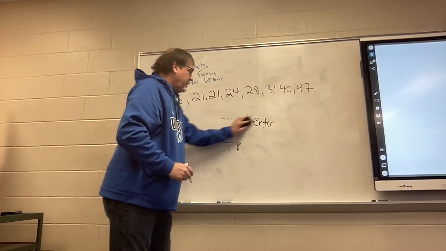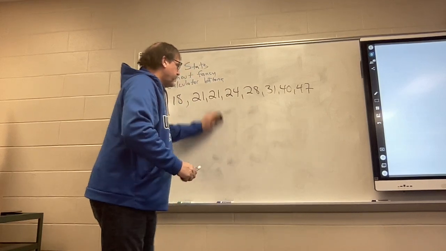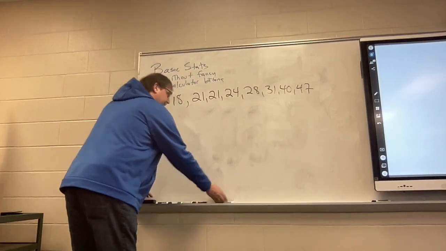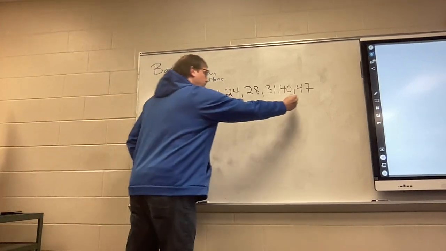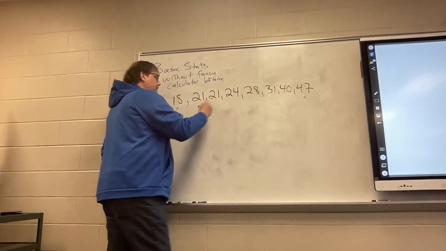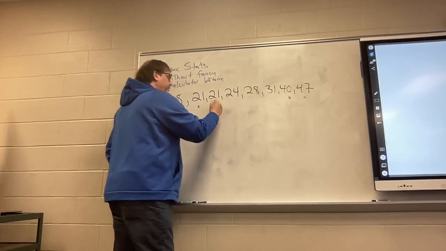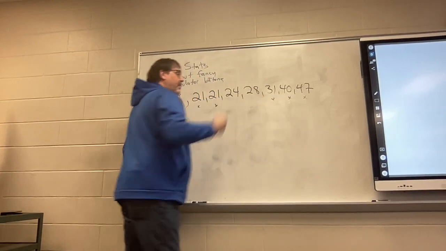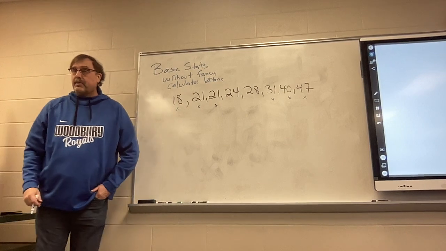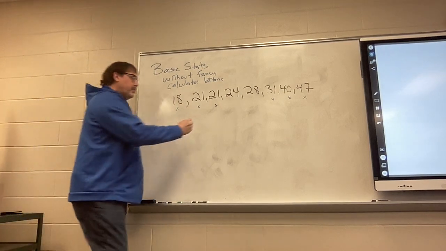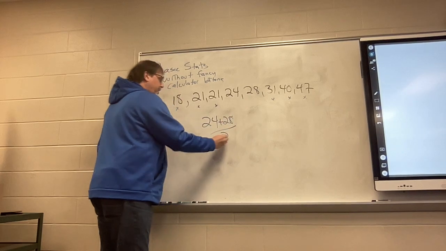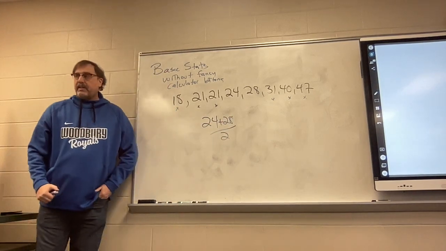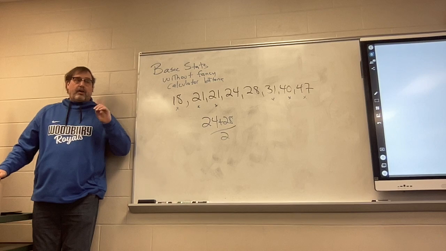One of the reasons I'm showing you this, because it's pretty basic, is to find the median. You simply cut out one on each end, one on each end. There are two in the middle. So we go 24 plus 28 divided by 2 to find the median.